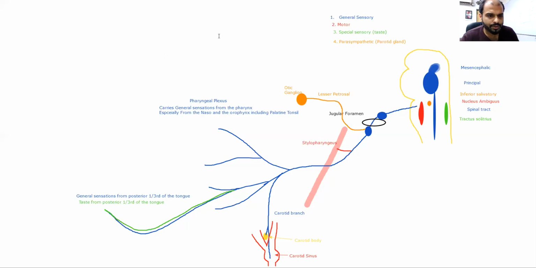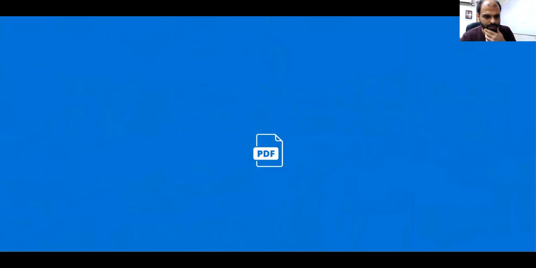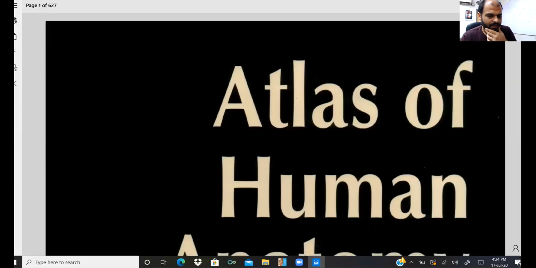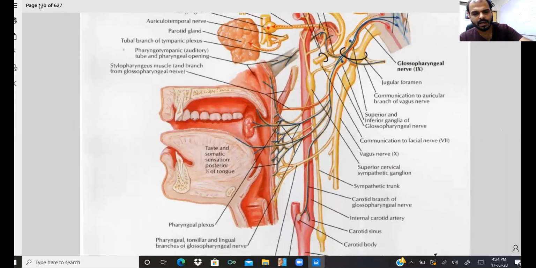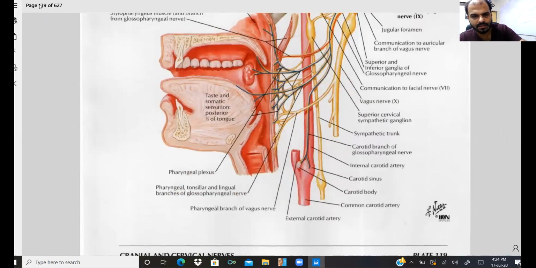Now, should I show you this image from the atlas also? So you may get a good idea. The plate is somewhere at plate 1. Sir, will the nerve of hearing also be inside the carotid sheath? Yes, obviously it will go inside the carotid sheath. Otherwise, how can it supply the carotid body and sinus?